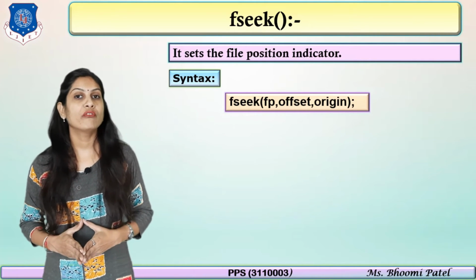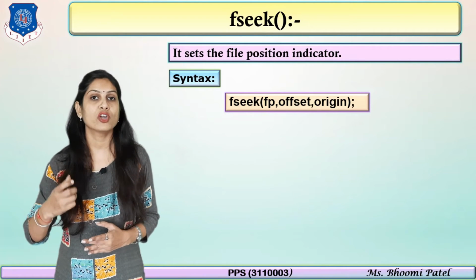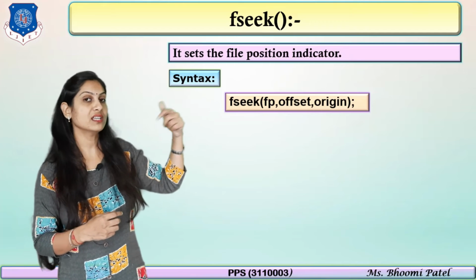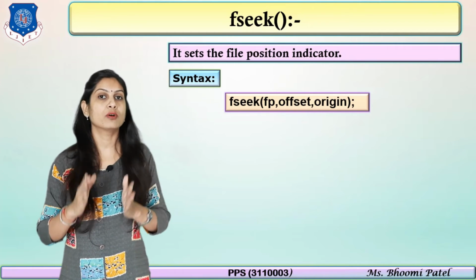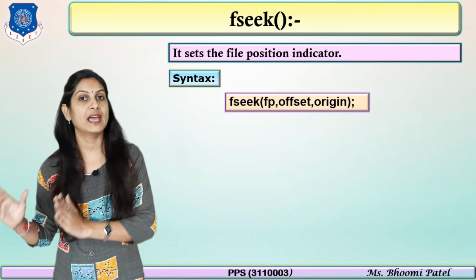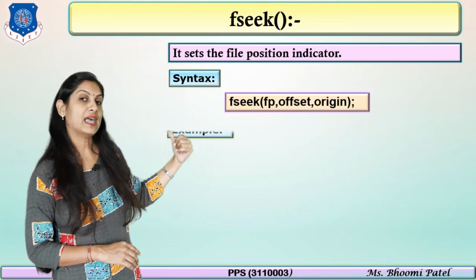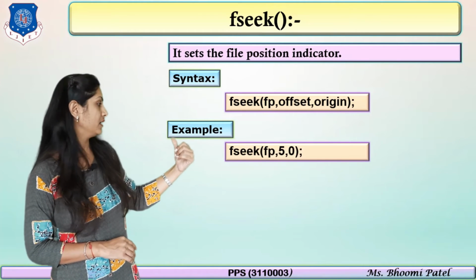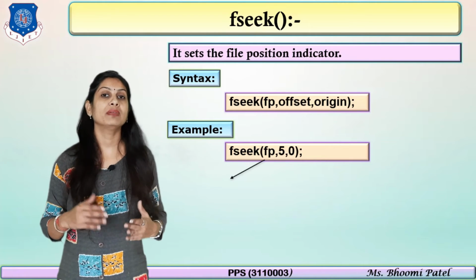Now what is the meaning of offset? Offset is nothing but the number of bytes from your origin, and the third one is origin. Origin means it is from the beginning, from the current position, or at the end of the file. Likewise you can use the example here. I have taken fseek(fp, 5, 0). What is the meaning?